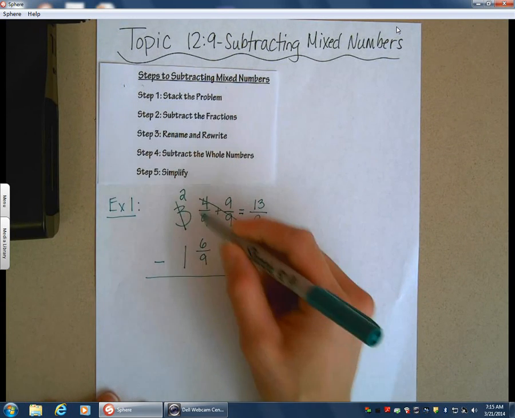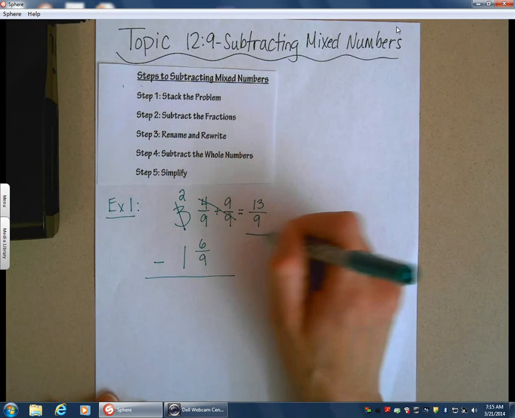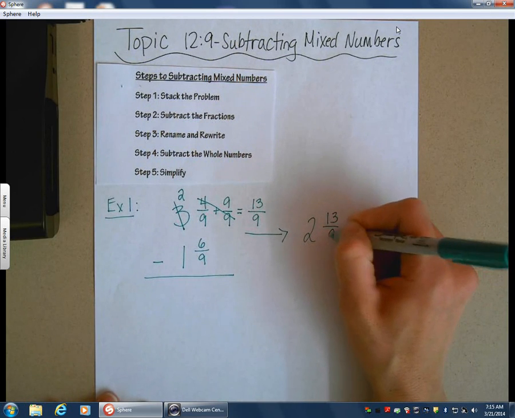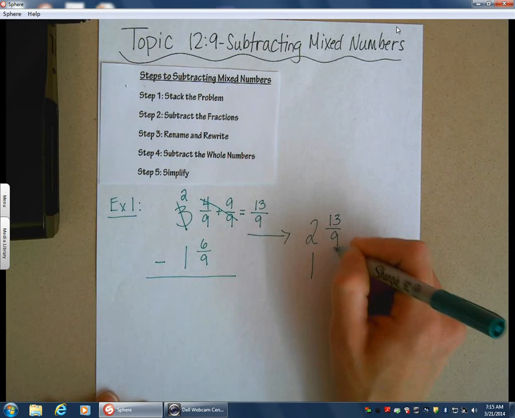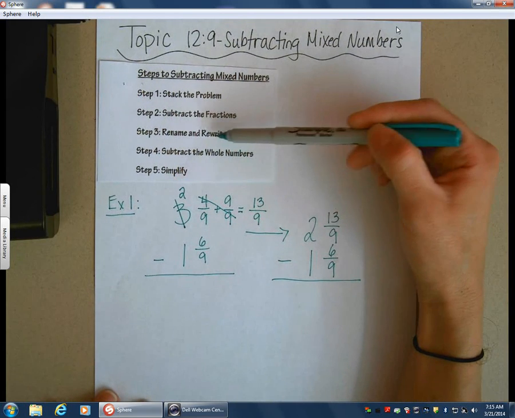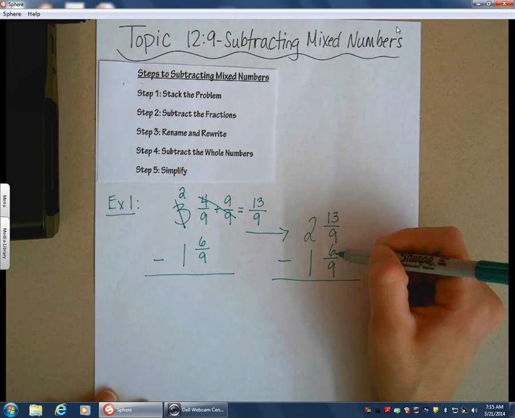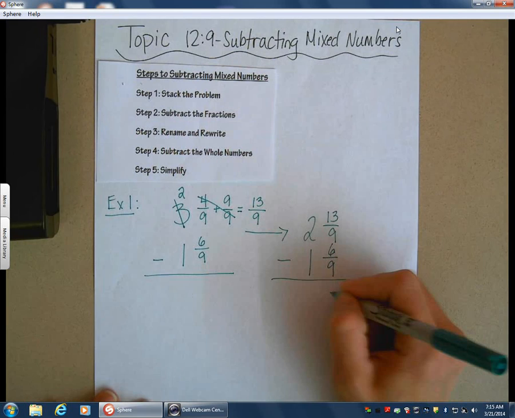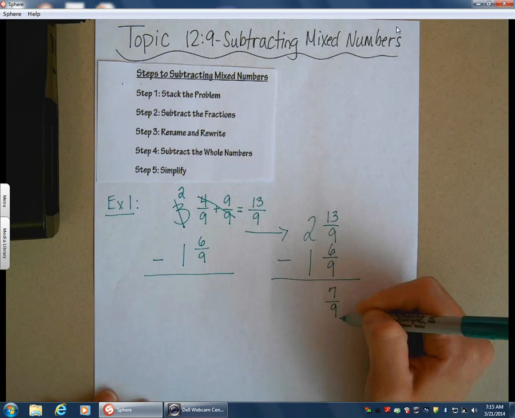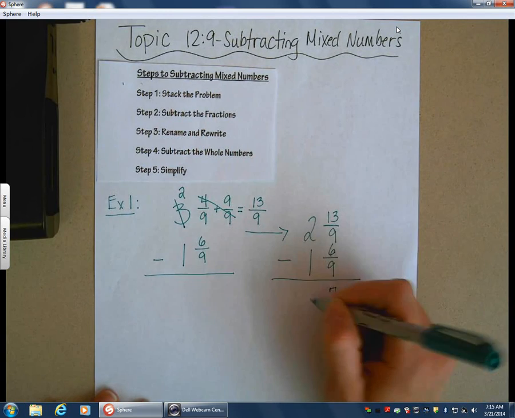But since there's so much going on in here, I want to not only rename, but I want to rewrite this. So let's just scoot this over. My whole number is a 2. So I have 2 13/9, and I'm subtracting 1 6/9. Now that I renamed and I rewrote it, I can subtract the fractions. So 13 minus 6 equals 7. My denominator stays the same. So the fraction part of this problem is 7/9. Now I can subtract my whole numbers. 2 minus 1 equals 1.